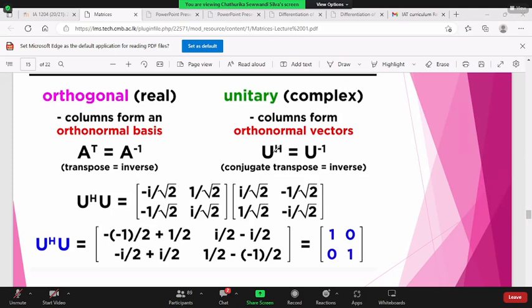So here you can see U to the power H. If it is a unitary matrix, U Hermitian is going to be equal to the inverse matrix.